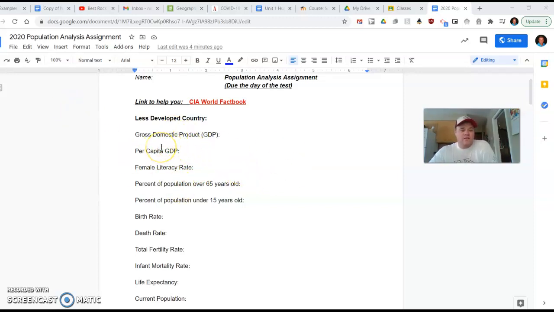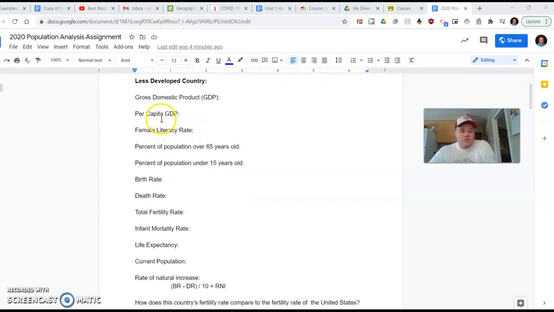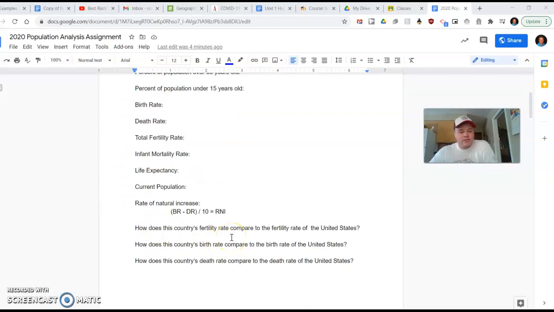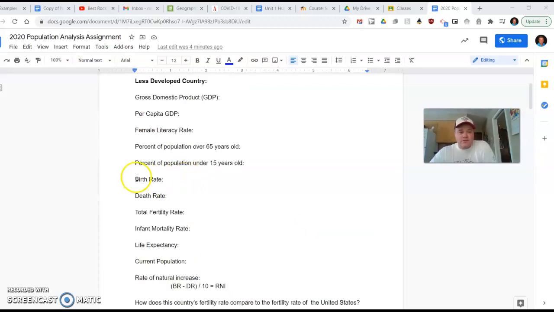But we're looking for things like the GDP, the per capita GDP, female literacy rate, the percent of the population over 65 years old, percent of the population under 15 years old, birth rate, death rate, total fertility rate. So a whole bunch of statistics here. Then at the bottom, you're going to compare some of these statistics to the United States. So you cannot choose the United States. You can do any other country you want, but you cannot choose the United States for this project.